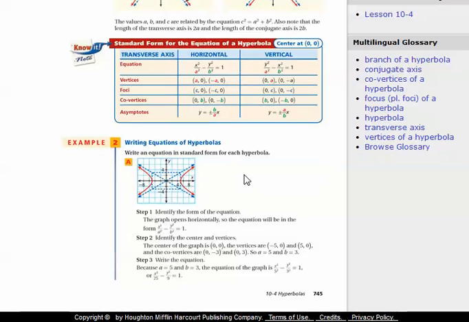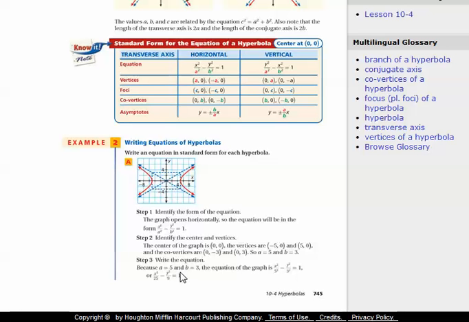So again, we're going to kind of go back and forth, and they're going to give us information about the graph, and we have to come up with the equation, or the other way around. They're going to give us the equation and we need to come up with the graph. So in this example here, they're giving us this graph, and so we can see a bunch of different things going on here. The distance from the center out here is 5, and so that's going to be my a. The distance from the center out here is going to be 3, and so that's going to be my b.